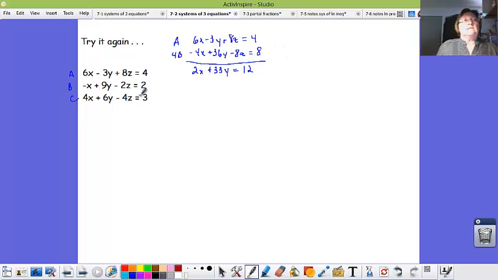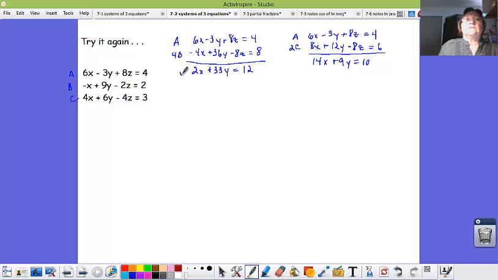And I need to get rid of the z's now, and I've got to involve equation C. So I'm going to go A plus 2C. 6x minus 3y plus 8z equals 4. Twice the C, 8x plus 12y minus 8z equals 6. All right, let's go ahead and add there. 14 x's, 9 y's, no z's, and 10.